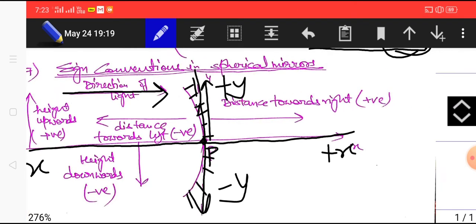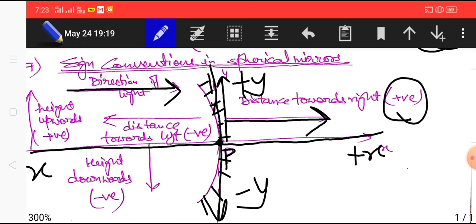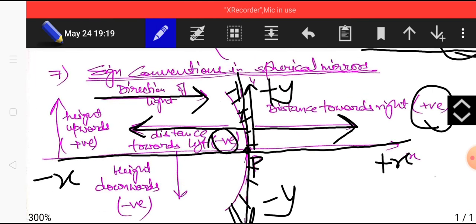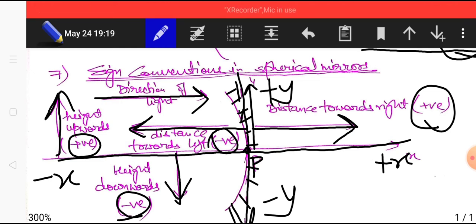So exactly in the same manner, all the distances which are measured to the right of pole are considered positive, while all the distances which are measured to the left side of the pole are taken as negative, and all the heights which are measured upwards are taken as positive, while all the heights which are measured downwards are taken as negative. So this is a sign convention we must follow for solving numericals in our light chapter. Doesn't matter whether it's of reflection or refraction, doesn't matter whether it's of mirror or lens, we are going to follow the same conventions which we have just discussed.